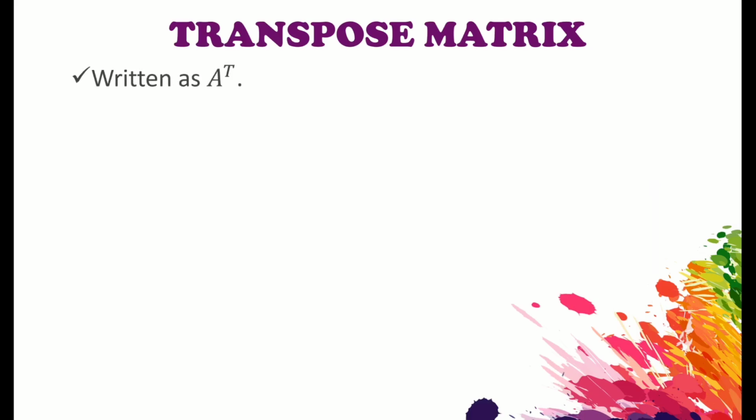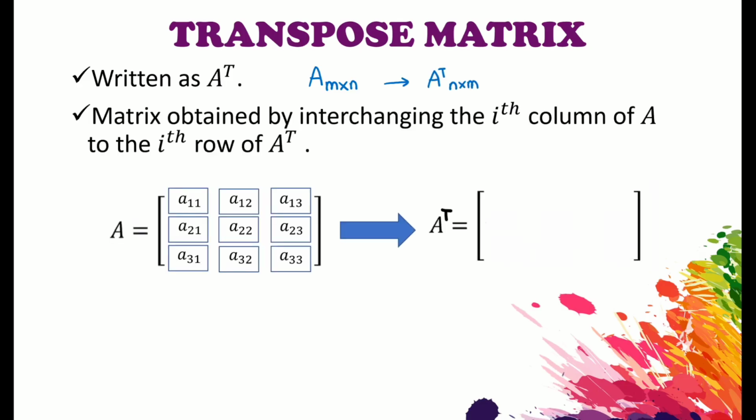It is written as A with superscript capital T. Let's say your matrix A is M by N. Then the transpose matrix will be N by M. The matrix is obtained by interchanging the ith column of the A matrix to the ith row of A transpose matrix. So let's take a look at the animation.